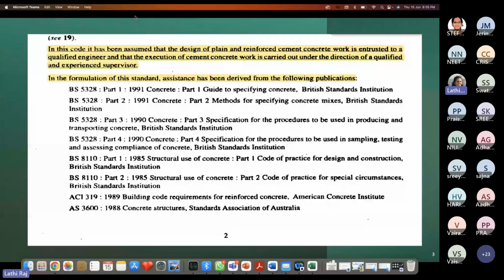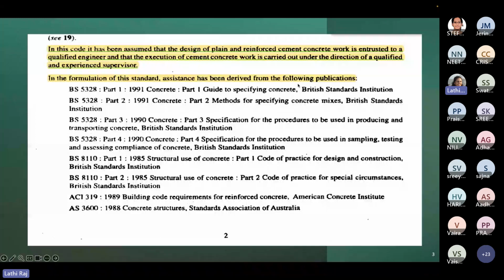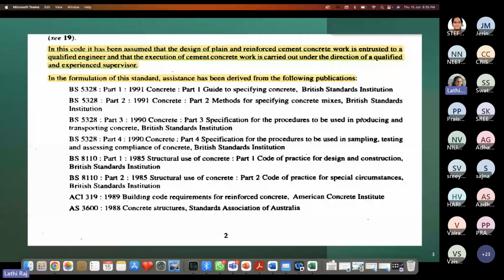Another interesting thing about this code is that in the formulation of this standard, assistance has been derived from the following publications. They have referred to the British standards, the ACI standards, and even DIN. DIN means the German standard. They referred to all these standards and then formulated the code so that it is conducive to our Indian condition. That is how this code is formulated.